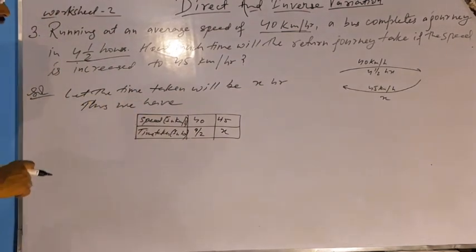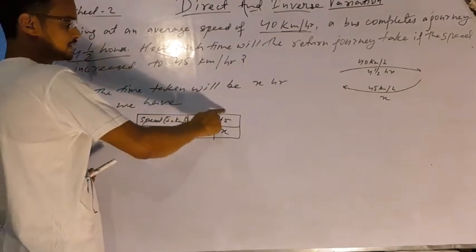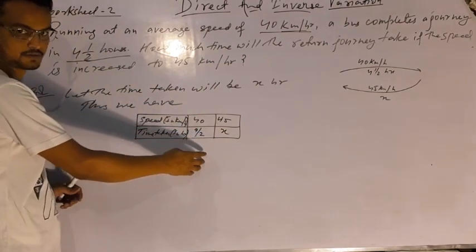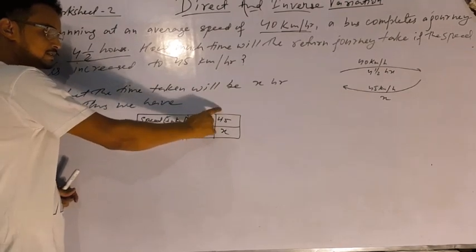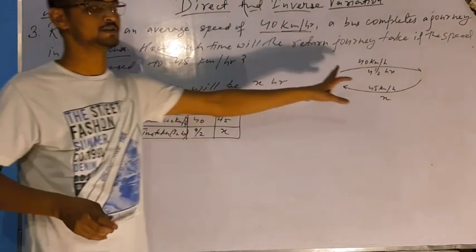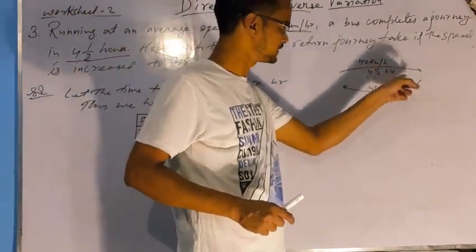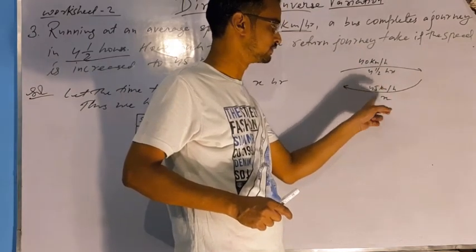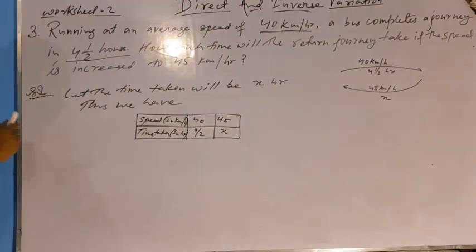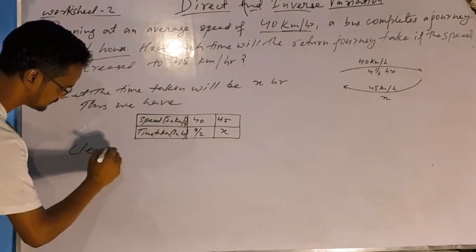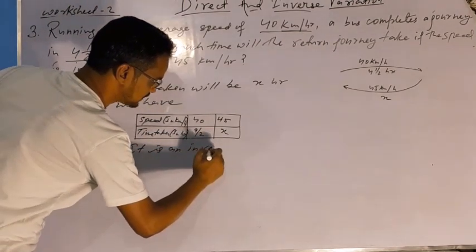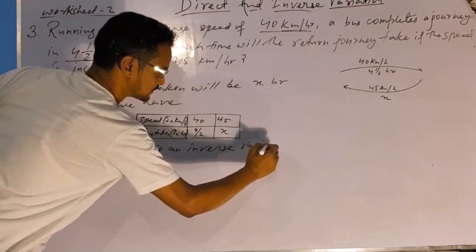It is understood that whenever we increase our speed, the time taken must be less. Speed is increased, then time will be decreased, just because distance is constant. Speed is increased from 40 to 45, then the time will always decrease. This is the case of inverse variation. Clearly, it is an inverse variation.